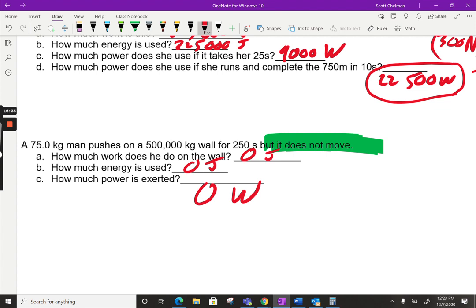Don't think about it in terms of the exertion. Think about it in terms of what actually happens to the system. Those objects have to move in order for work to be done. All right?